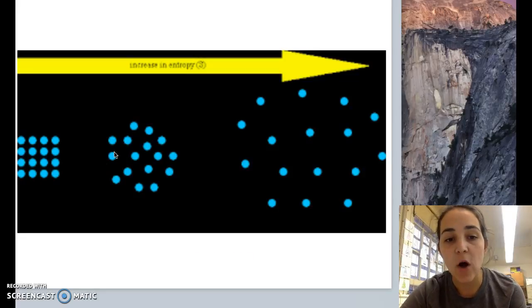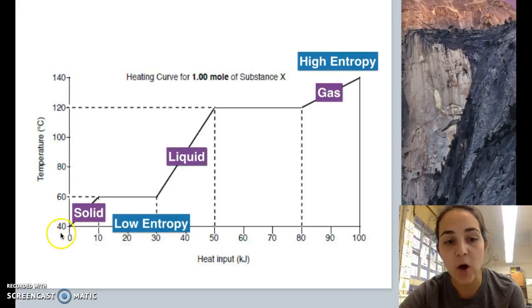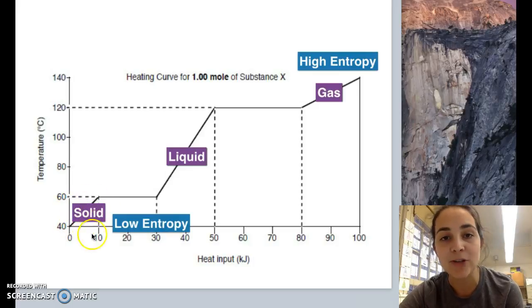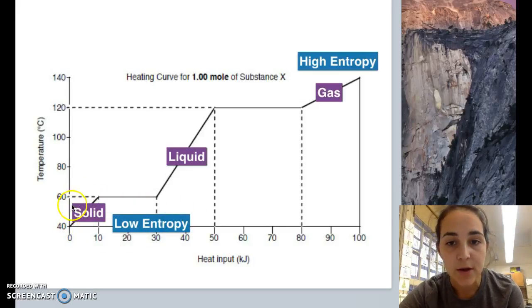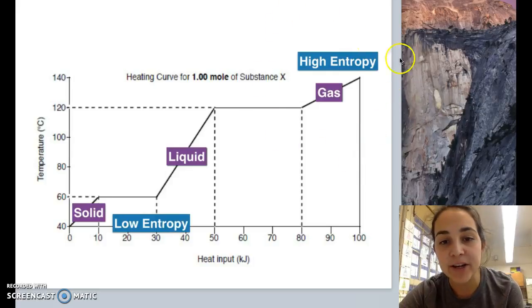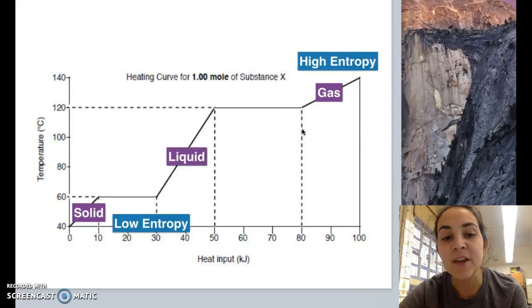Here's a look of it on the phase change diagram. On our curve here, you can see that low entropy is down at solid, while high entropy is up here at gas. Pause the video for a moment to copy down this image with the entropy labeled. Low entropy at the solid, high entropy at the gas.